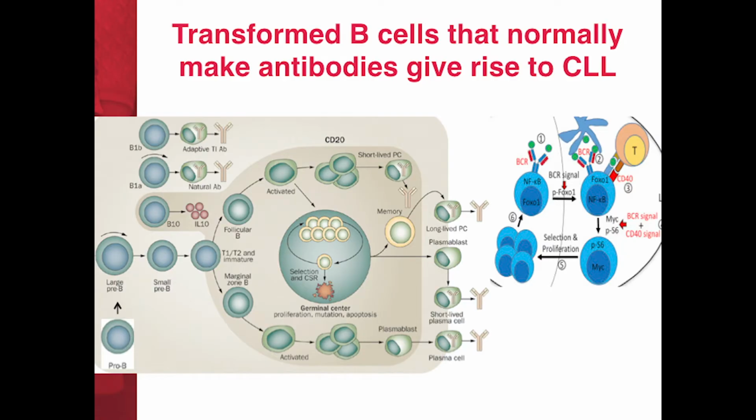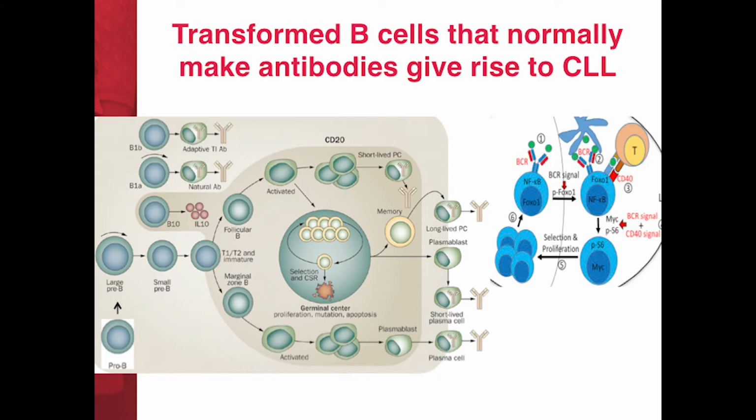And that's basically how B cells play a role in the body. And so during these processes, what happens is that somewhere along this biology, this lifespan of a B cell, genetic mutations are acquired which immortalize the B cell and then eventually lead to CLL.